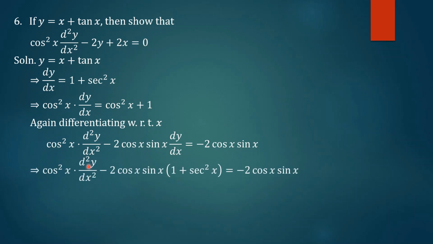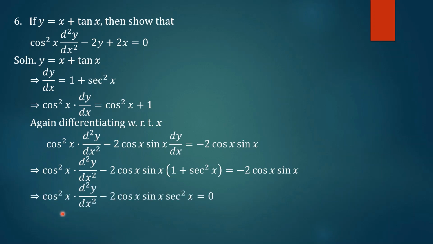You see cos square x d2y/dx2 is remaining same, minus 2 sin x cos x remaining same, and dy/dx is replaced by 1 plus sec square x, and the right side remains same. Now see, if you complete this product here, it will be equal to minus 2 sin x cos x, and here also minus 2 sin x cos x. Left hand side and right hand side, those two terms will cancel out. So in the left hand side, this term will be present, and the product of this term and this term will be present, and the other terms will get cancelled.